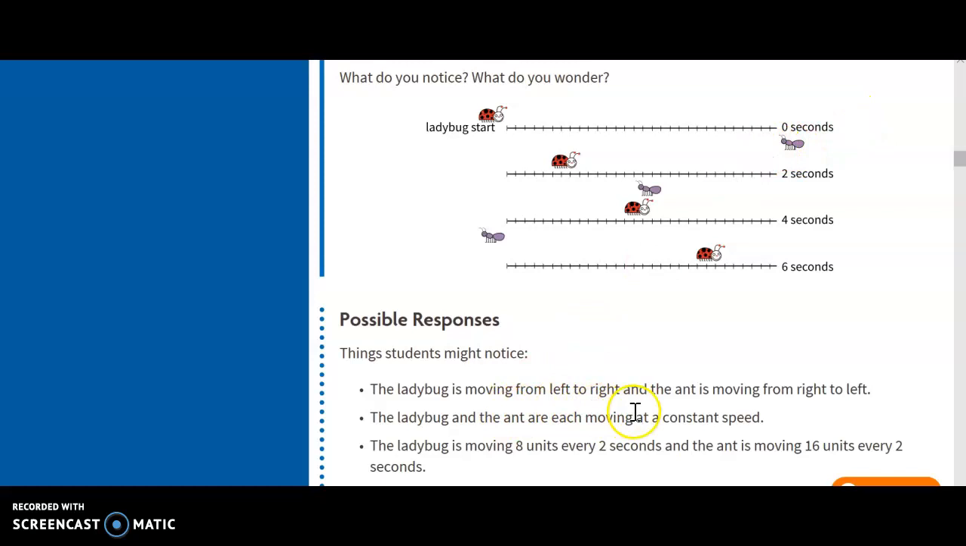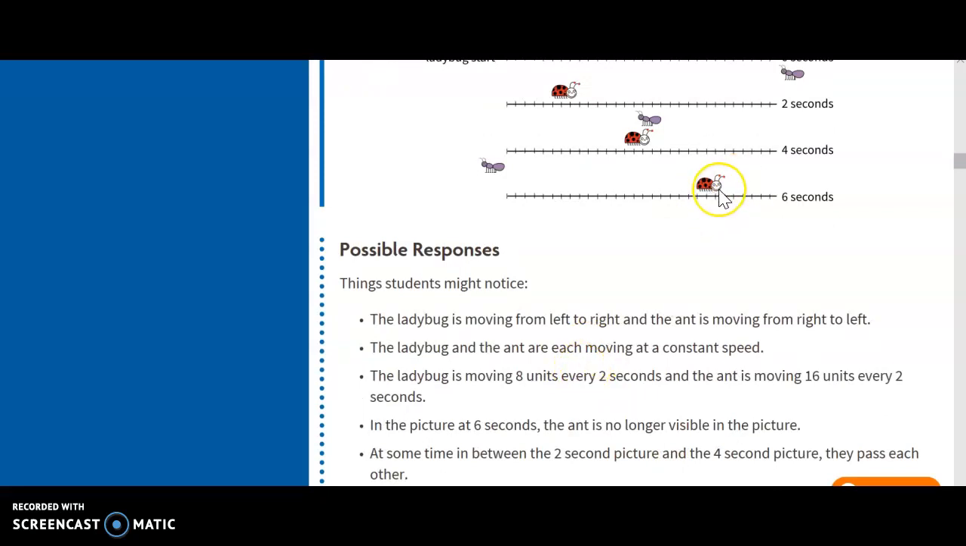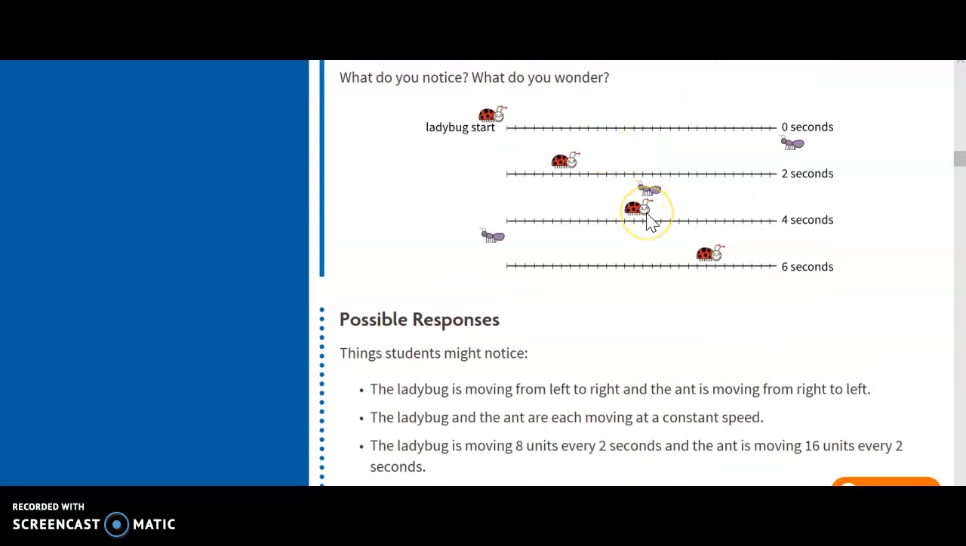The ladybug and the ant are each moving at a constant speed. So that means each second they are going the same speed. The ladybug is moving 8 units every 2 seconds, and the ant is moving 16 units every 2 seconds. In the picture at 6 seconds, the ant is no longer visible. At some point in between the 2-second picture and the 4-second picture, they pass each other. They're able to cross and pass through each other between 2 and 4 seconds.